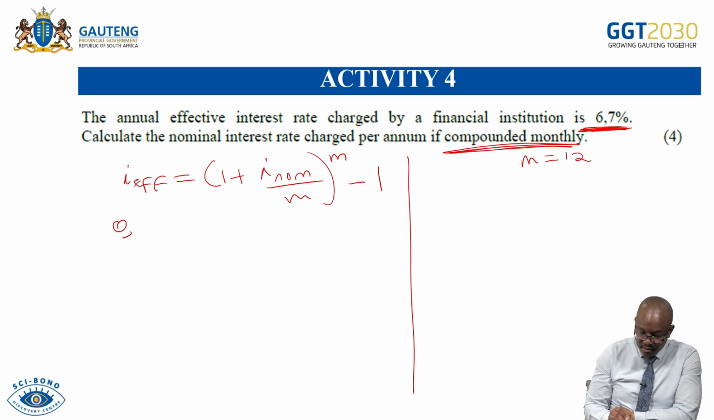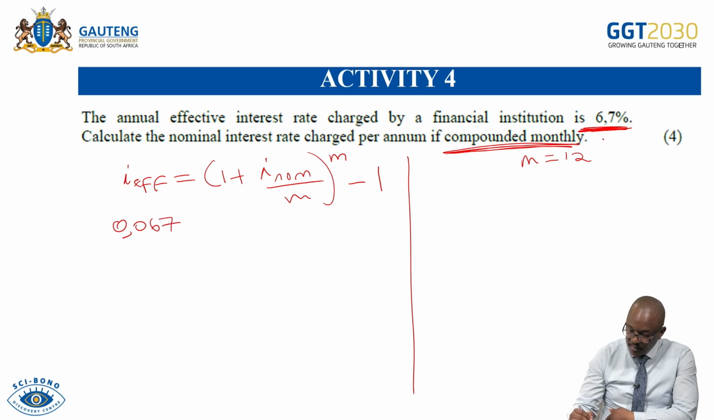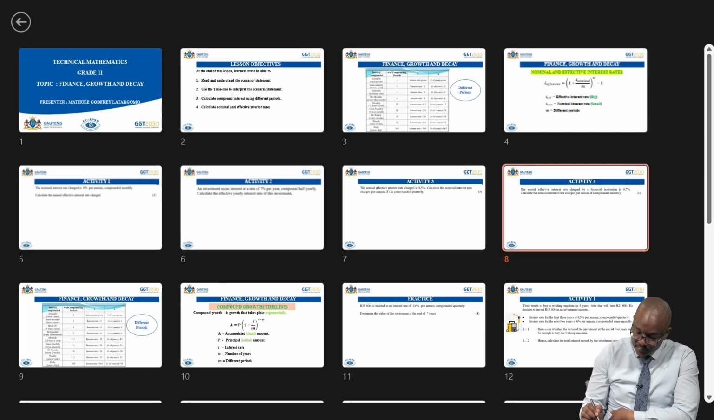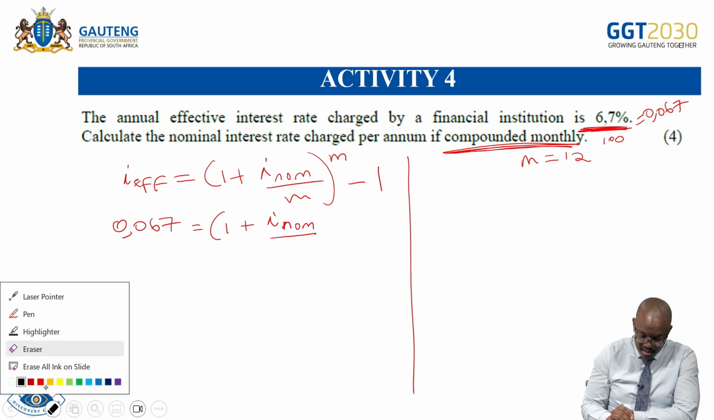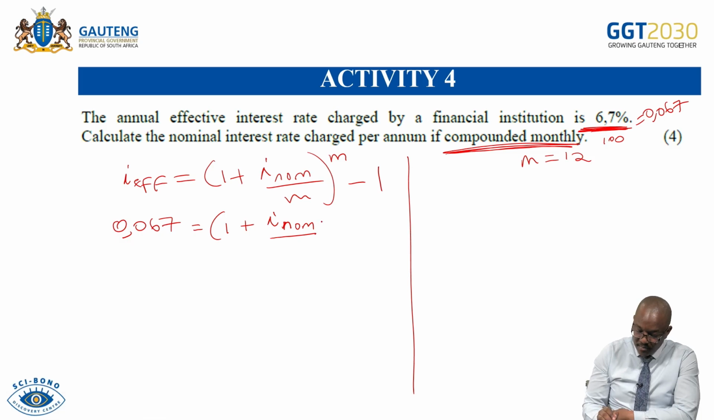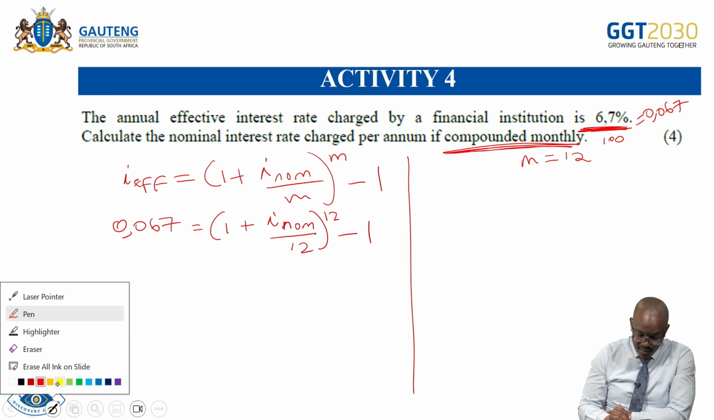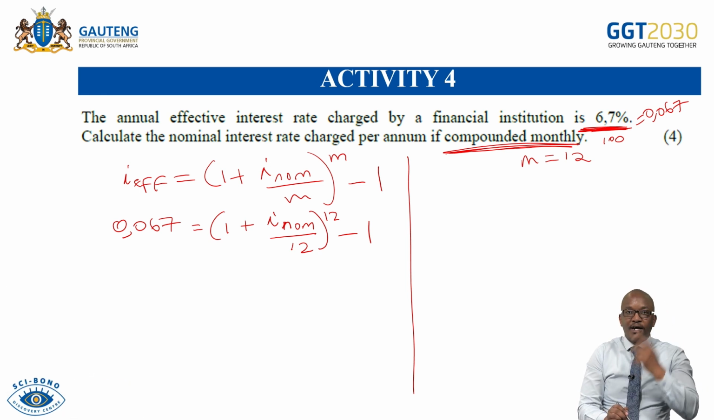We will have 0,067. Remember, when I divide here by 100, I will get 0,067. So now it will be 1 plus I norm, which is what we are looking for. We don't know it, correct? But our M now, we know that our interest is charged 12 times a year. So we have to apply the very same operations that we applied in our previous activity.